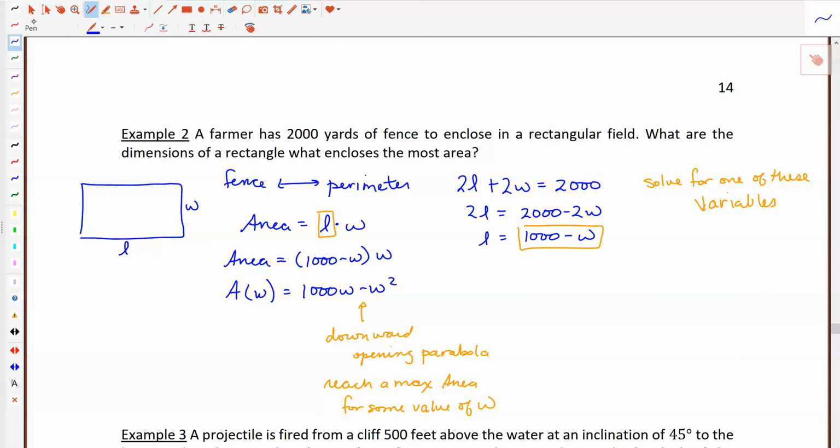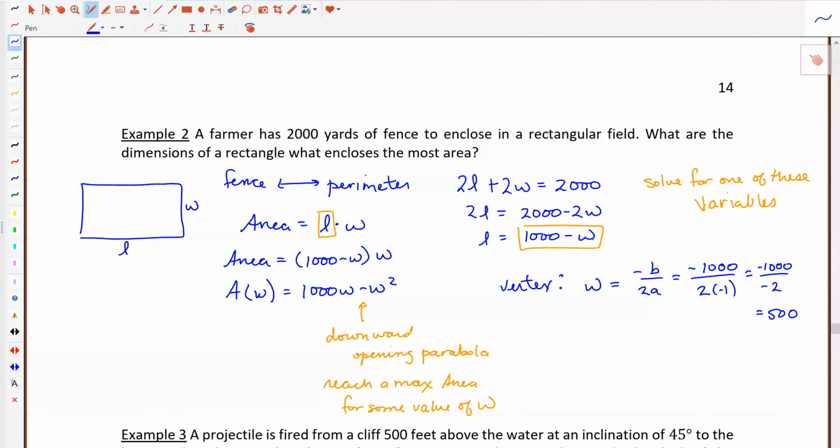So let's find where that max value occurs. We're going to be looking for the vertex again. For the vertex, the variable of interest here is W. So it's going to be, again, for the formula, negative b over 2a. For this problem, it's going to be negative 1,000 over 2 times negative 1, which would be negative 1,000 over negative 2, which then gives me 500. So the vertex occurs at 500. That is going to be the width of the rectangle.